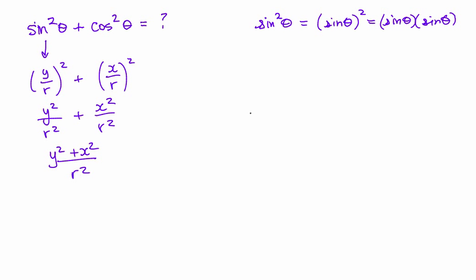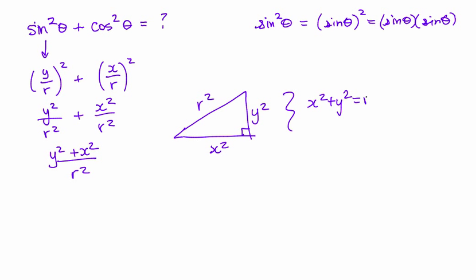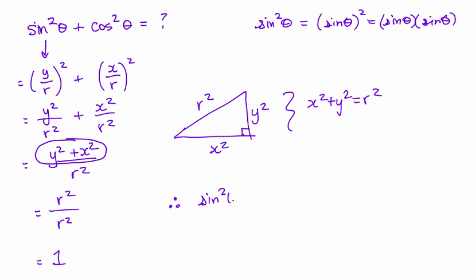Oh, wait a sec. We had a definition that x squared and y squared on that circle was equal to r squared. So that means this x squared plus y squared on the top can really be just r squared. And r squared divided by r squared is equal to 1. Therefore, sine squared theta plus cosine squared theta should also be equal to 1.